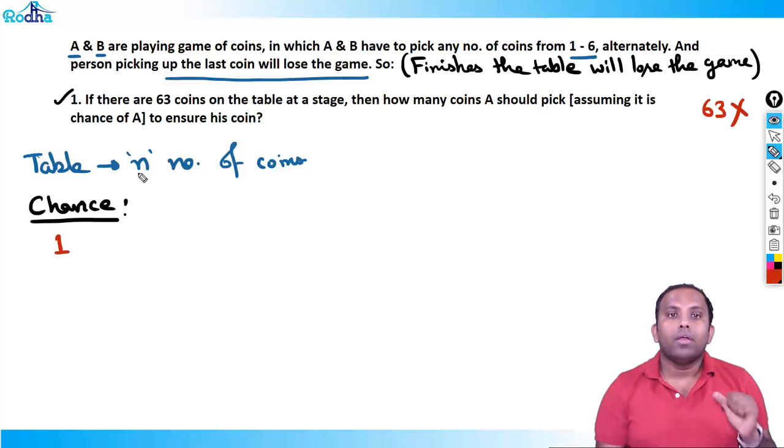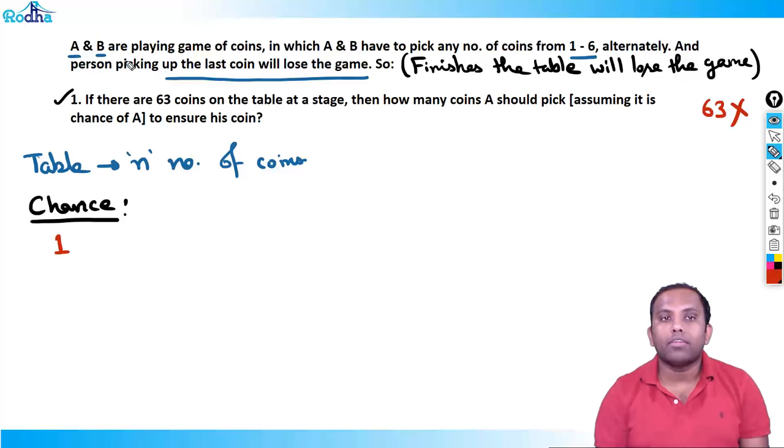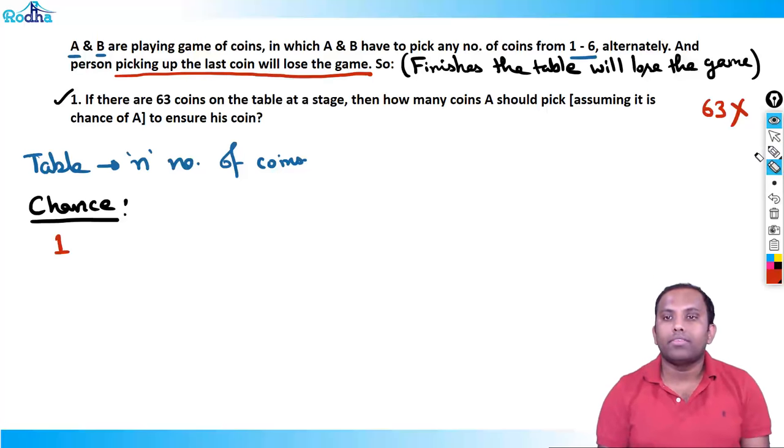Because his chance is there, and a person picking up the last coin will lose the game. That means he doesn't want his chance to come last. You don't want to be the person who is picking the last coin. So if my chance is there, will I want one coin to be left on the table? No, I will not want that, right?